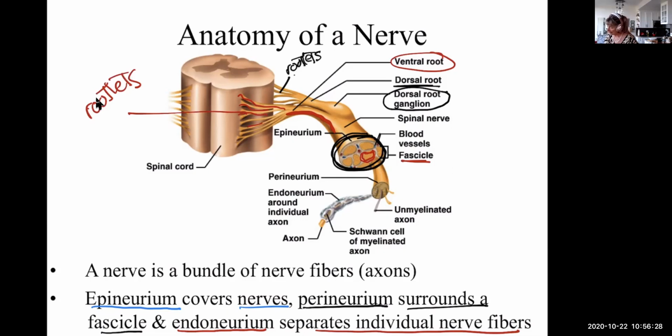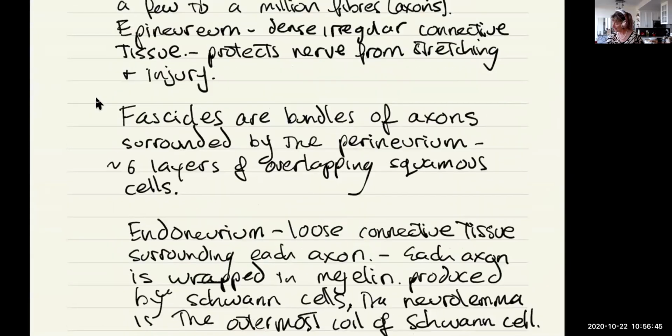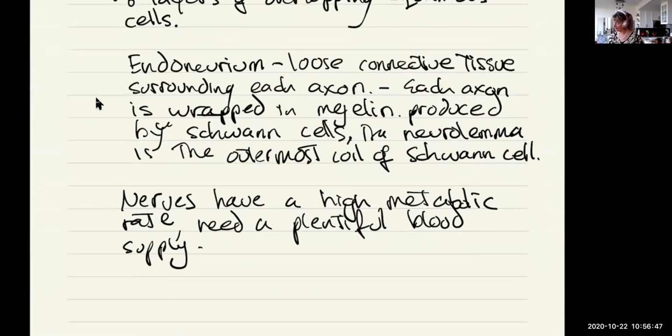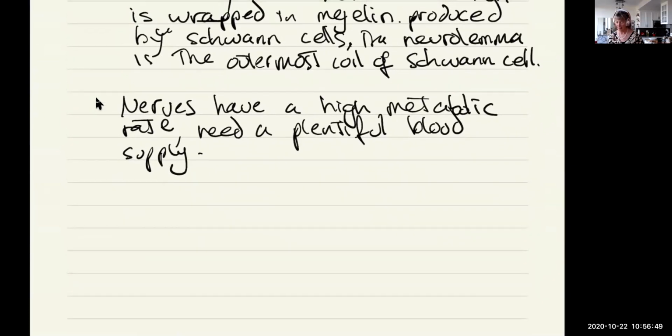So these rootlets enter the spinal cord, and these rootlets exit because they are the motor neurons. Okay, I'll leave that there for a moment.